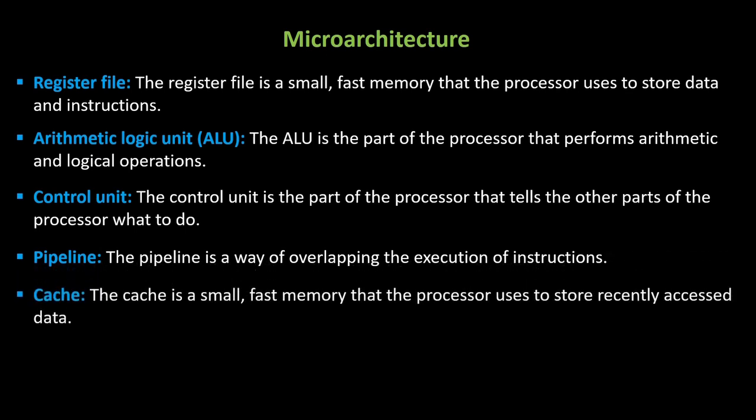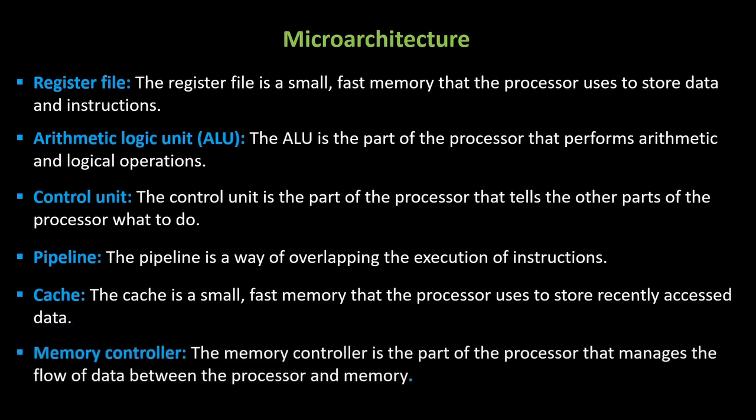Cache is another crucial component of microarchitecture. It is a small, fast memory that stores recently accessed data, reducing the need to fetch data from slower main memory. Caches help improve performance by minimizing memory access latency. Lastly, we have the memory controller. The memory controller manages the flow of data between the processor and memory. It ensures efficient data transfers, handles memory requests, and optimizes memory access patterns to minimize delays.